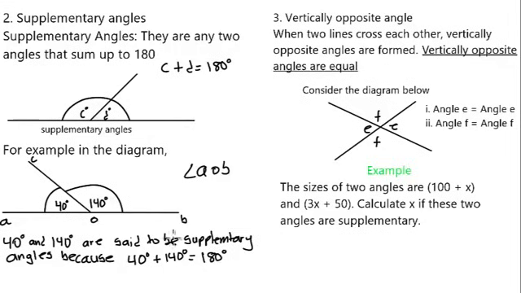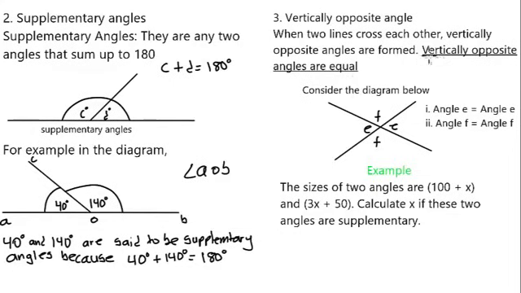Now let's move on to our last pair of angles, which is vertically opposite angles. And we are saying that when two lines cross each other, vertically opposite angles are formed. And we are saying that vertically opposite angles are equal.